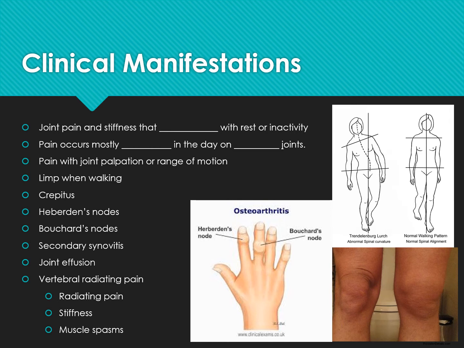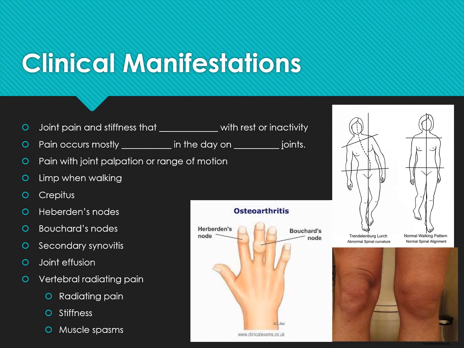If they have osteoarthritis in their hips and their hip joints, you're going to notice that they limp when they walk. They do this kind of lurch. I encourage you to find some videos and look at a Trendelenburg lurch and see what that exactly looks like. That means they have osteoarthritis in their hip.